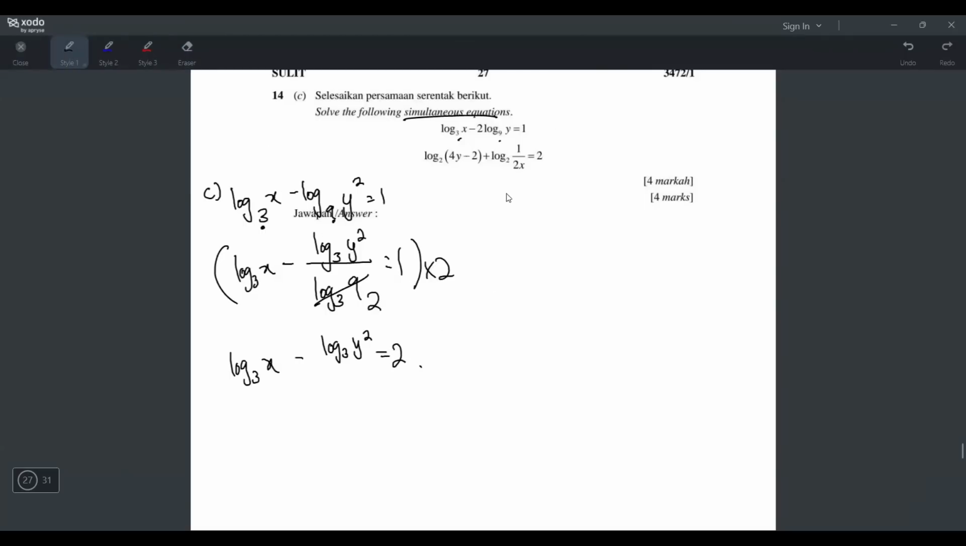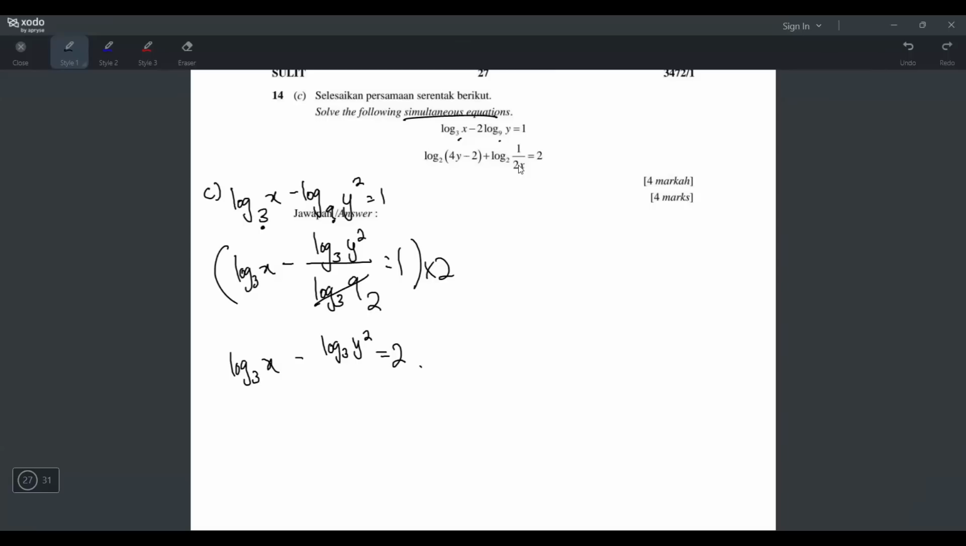Okay, but what about the other equation? The other equation looks like this. So how can we do simultaneous later if the log base is not the same? So the log base is not the same, huh? Let me think.